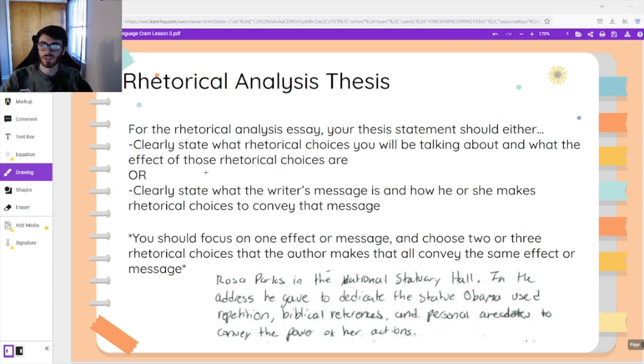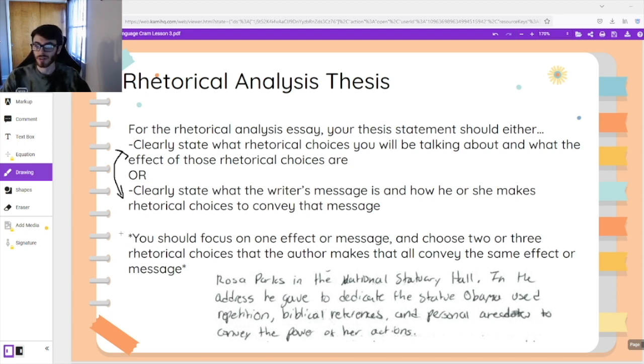So your thesis should either clearly state what rhetorical choices you will be talking about and what the effect of those rhetorical choices are, or clearly state what the writer's message is and how he or she makes rhetorical choices to convey that message. Either way, regardless of which of these two you use, your rhetorical analysis thesis needs to have the rhetorical choices that you're going to be discussing in the thesis, and it needs to have some mention of what the effect of those choices are or why those choices are made. Both of those components need to be present in your thesis.